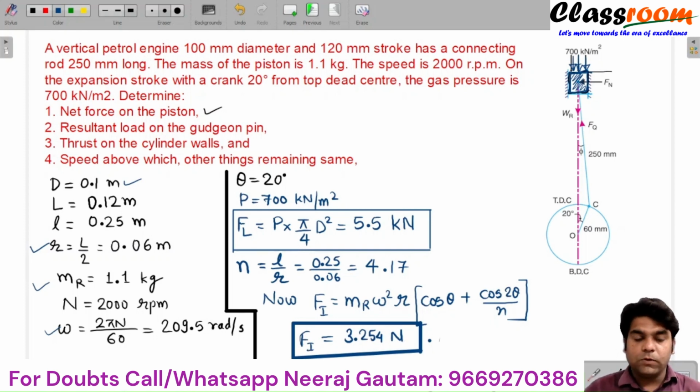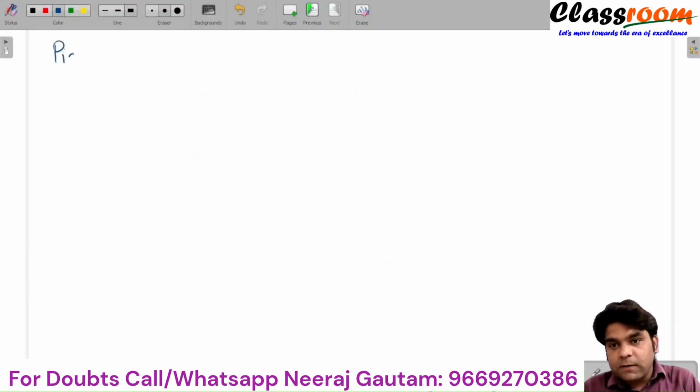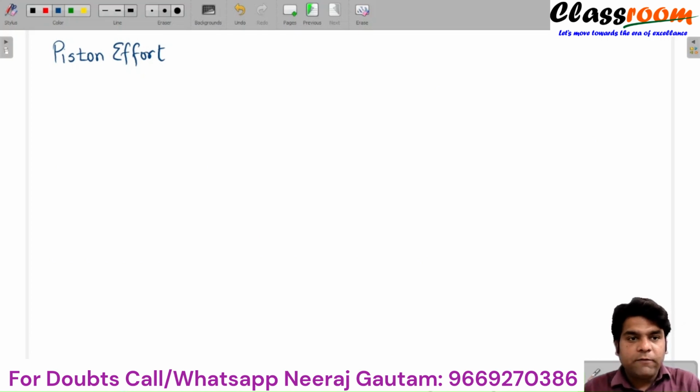Now the inertia forces are known to us. The load on the piston is known to us. Because of this load, the piston is accelerating in the downward direction, and also the weight of the piston Wr is supporting the piston in moving in the downward direction. Finally, we can write the piston effort.